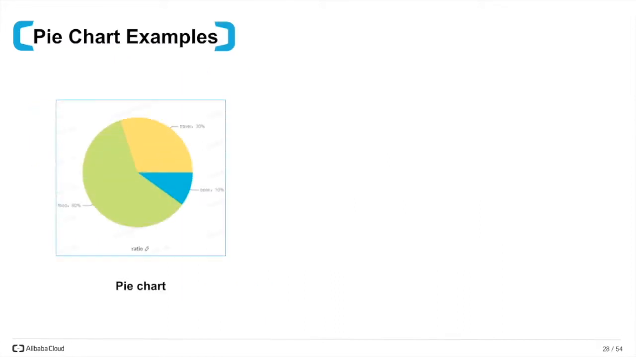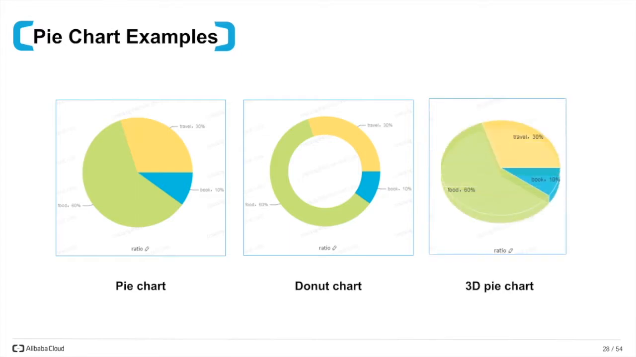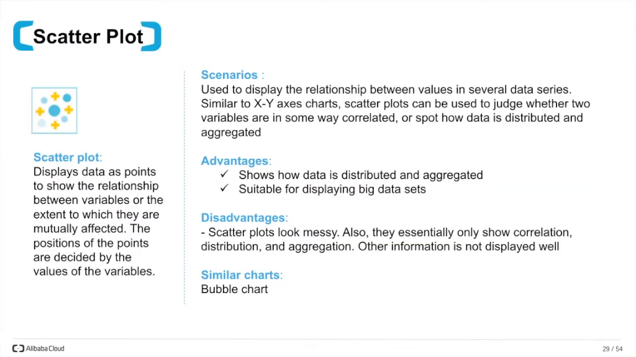QuickBI supports three kinds of pie chart formats. The first one is the two-dimensional, common pie chart. The second one we call a donut chart, where the middle is hollow. And we can turn it into a 3D pie chart, which looks more vivid.